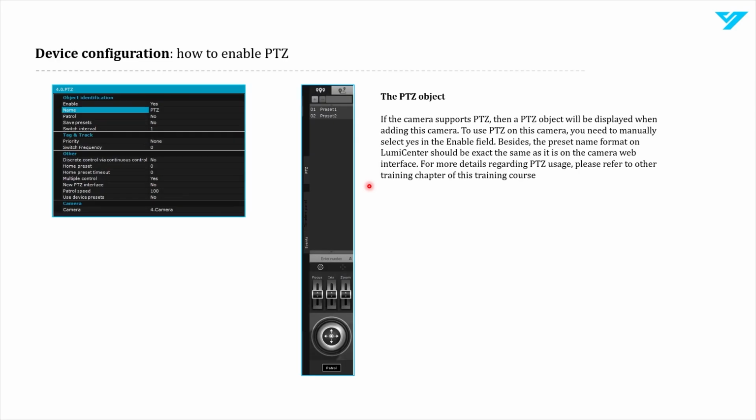The next object is the PTZ object. If the camera supports PTZ, then the PTZ object will be displayed when adding the camera. To use PTZ on this camera, you need to manually select Yes in the Enable field. Besides, the preset name format on LumiCenter should be exactly the same as it is on the camera web interface.